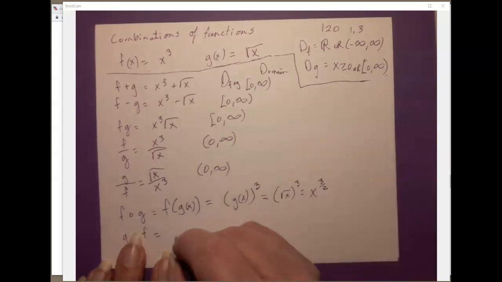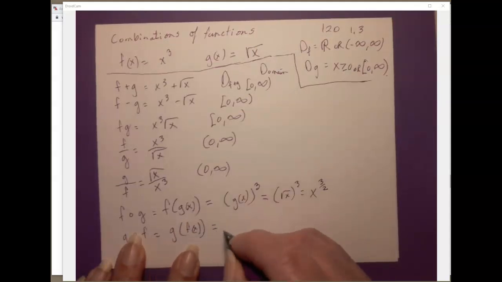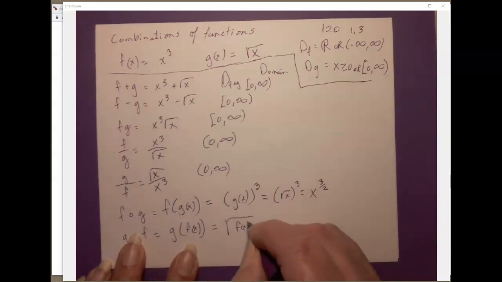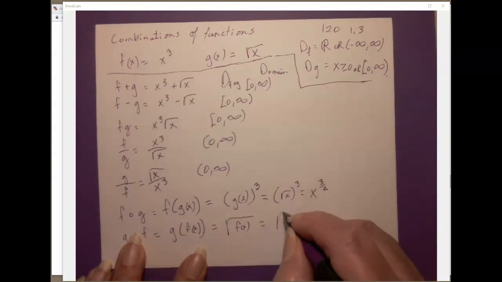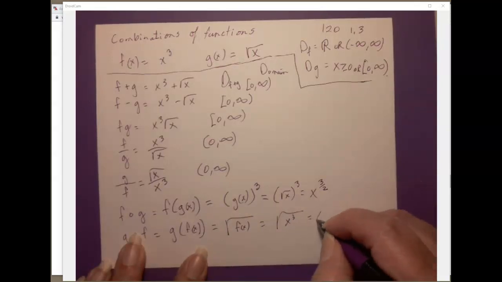G of f is g of f of x. So that says go to the g equation. Everywhere you see an x, put an f of x. So that means the square root of f of x, which is the square root of x cubed, which gives me the same function.